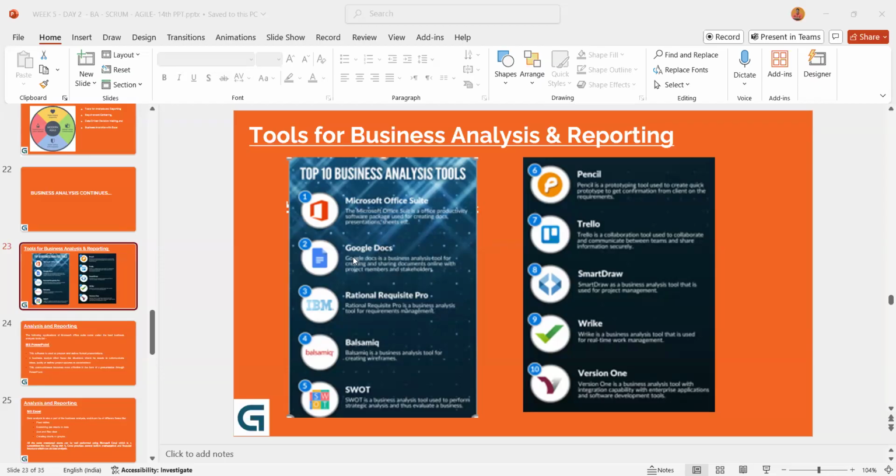Likewise, apart from Microsoft Word, we have Google Docs. It's another word processing document where you can maintain the records, requirements, or whatever the conversation is, and save it there. Then we have Rational, Requisite Pro, Balsamiq, Sword, Pencil, Trello, Smart Draw, Rally, Version One. These are more or less document and version repository tools, where multiple versions of a document need to be maintained.